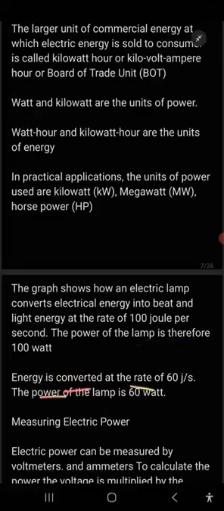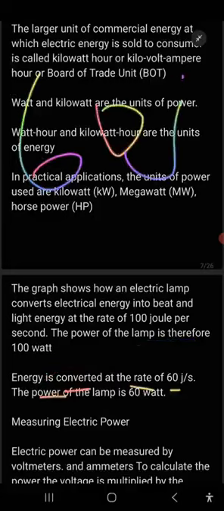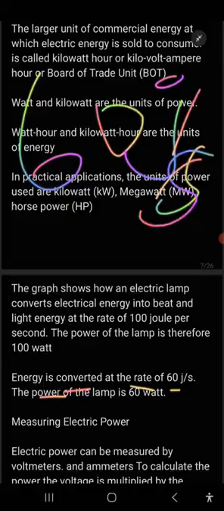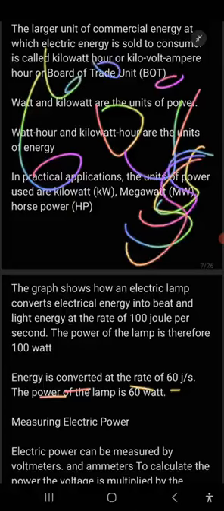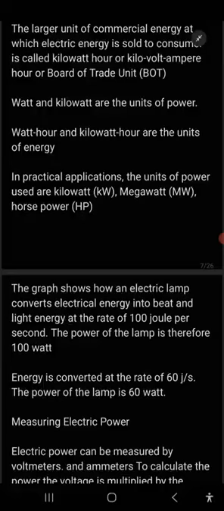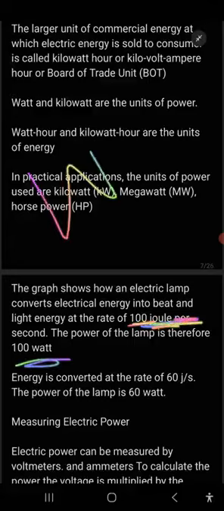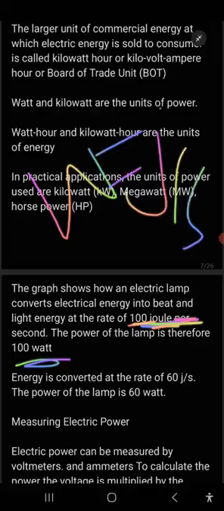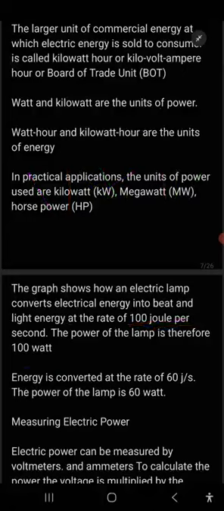Energy converted at a rate of 60 joules per second. The power of the lamp is 60 watts. 100 joules per second is 100 watts. So watts is equal to J by S.